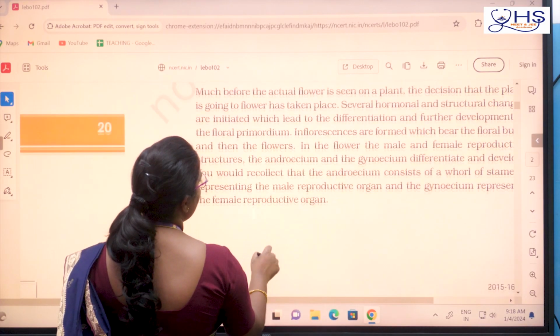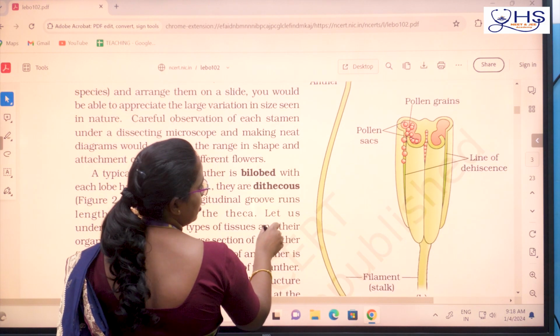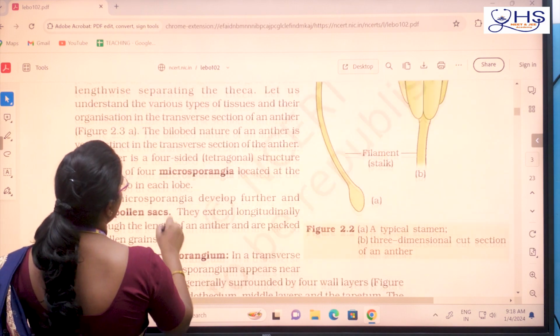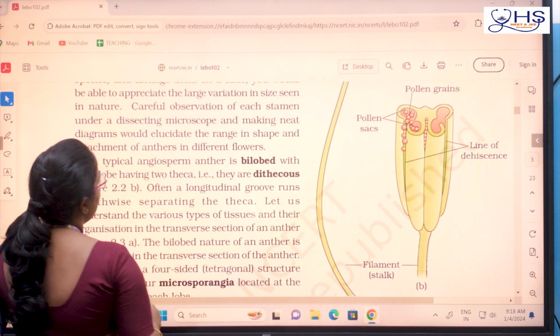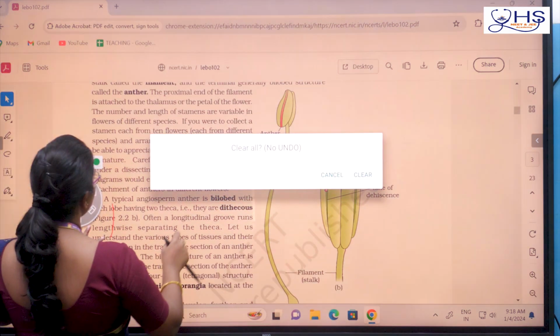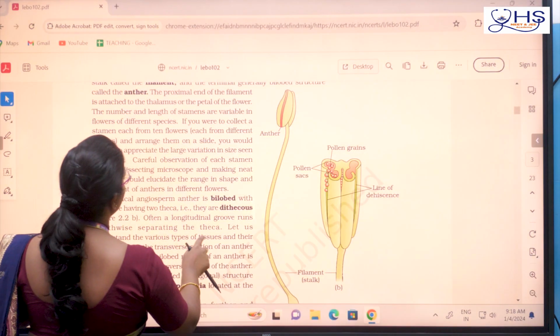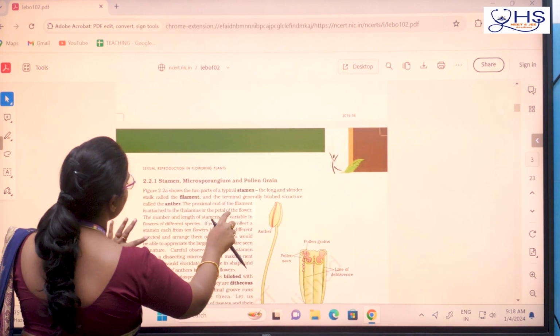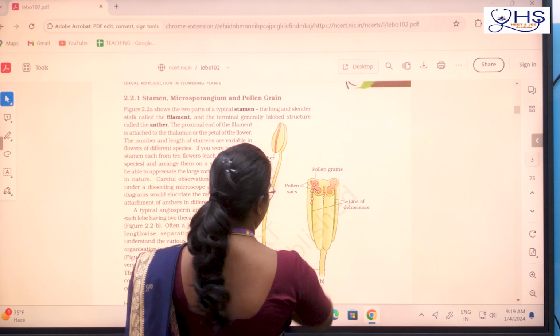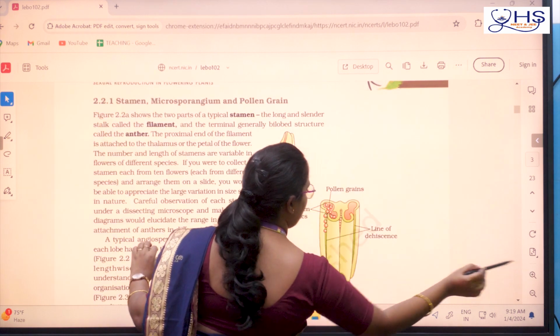Yesterday we completed the flower and the stamen structure. Today we are going to learn what comes next. Our typical angiosperm. What is angiosperm? Angiosperm is another name for flowering plants.